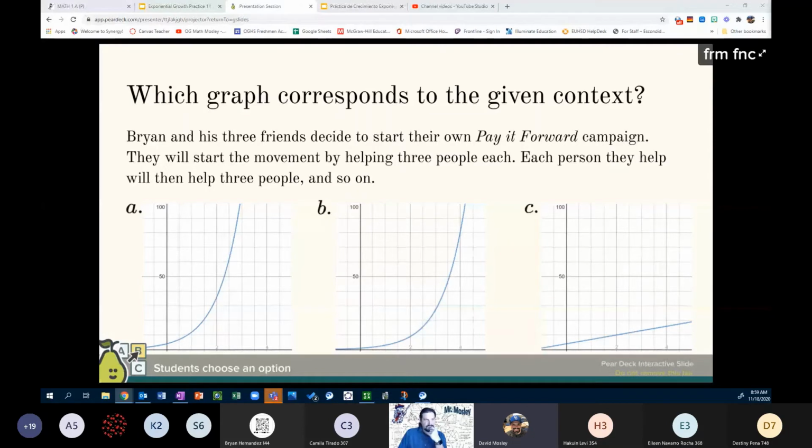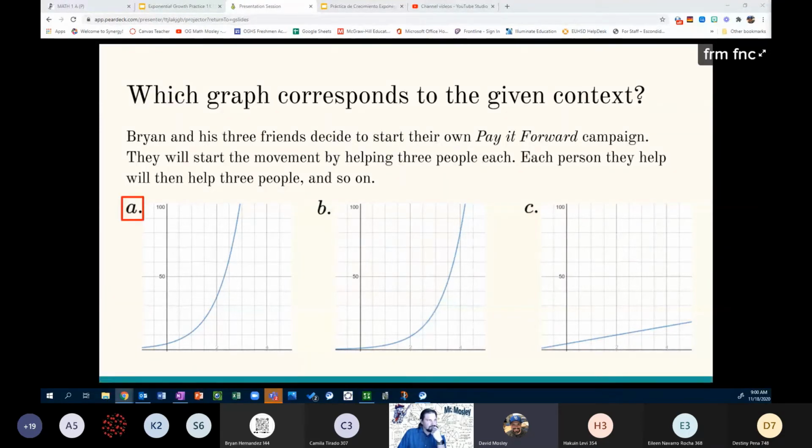So B is high, right? It increases fast, correct? All right. Let's look at the response. So the answer is A. So why was it not B?